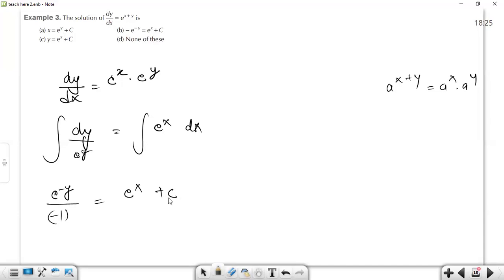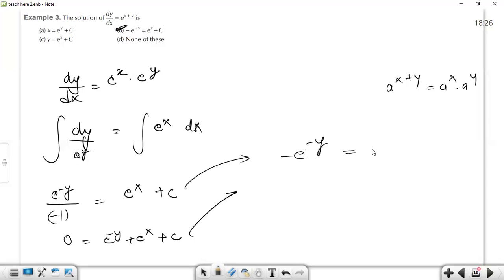Now what we can write here is e raised to the power minus y. This is a negative sign, so we can bring it to the right hand side. You can write it like this. This is matching, there is also a negative sign with this. So this is matching our option number B. How? We can keep the e to the y term on the left hand side. This is how it will match our option.